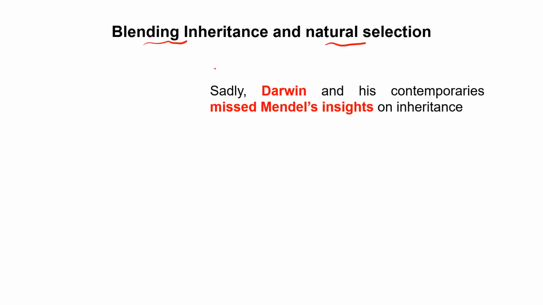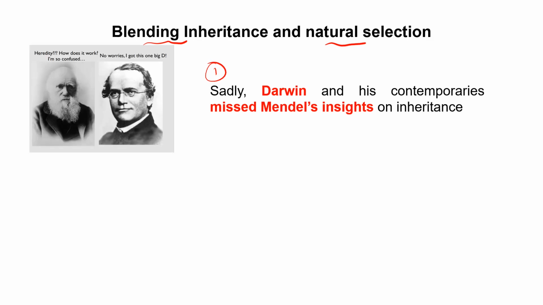In the following slides, I'm going to talk about the relationship between blended inheritance and natural selection. First, I want you to remember that Darwin and Mendel, although they were contemporaries, were never able to meet each other. So although Darwin highly influenced and inspired Mendel's work, this was not reciprocal. Darwin was never able to meet him or even read his work. Actually, as we will study later, Mendel's work had to be rediscovered a few decades later because nobody actually read it or paid a lot of attention to it.